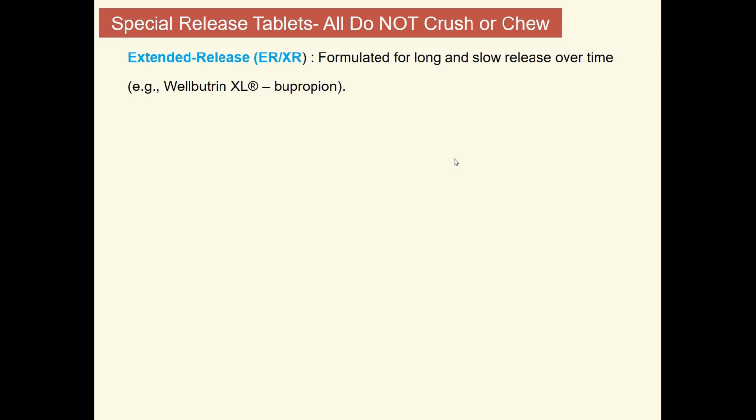Next, I would like to discuss more about special release tablets. All special release tablets have to have a label, do not crush or chew, because they are specially designed to have specific release patterns or release mechanisms. Extended release, short ER or XR, is formulated for long and slow release over time. For example, Wellbutrin XL, generic is bupropion, which is taken once daily.